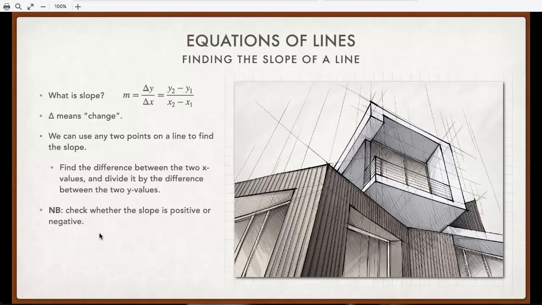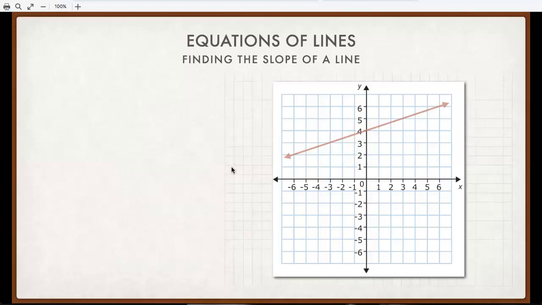Now make sure that when you get your answer that you have it either positive or negative correctly. Sometimes if you mix around these two or these two, you'll end up with either a positive slope where it should be negative or negative where it should be positive. You can tell just by looking at the line whether it's positive or negative. A positive line will slope up to the right, and a negative line will slope down to the right. Let's try it in practice.